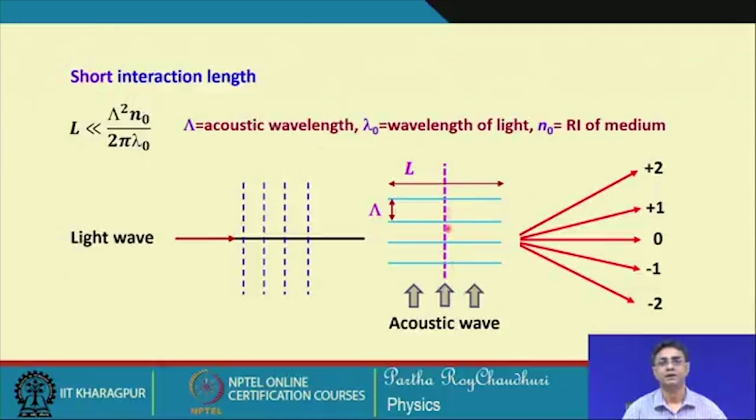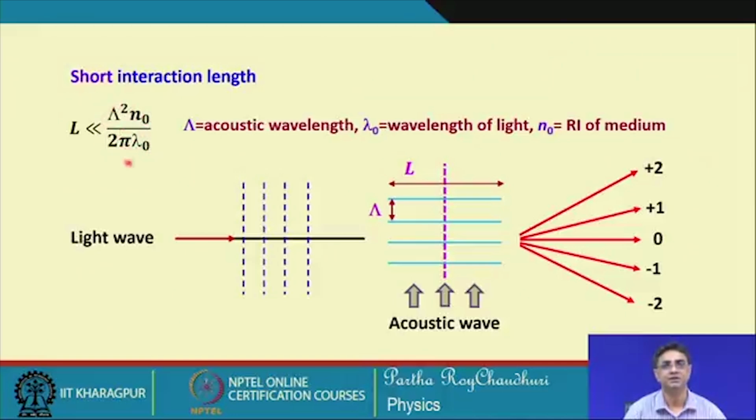So, we will recall the basic equations that we brought out for this Raman-Nath diffraction, because if the acoustic wave has a very small width, it is a thin phase grating. In that case, we have seen the condition that the width of the acoustic wave should be much less than a certain quantity. We will study with a numerical example, with the known values of the wavelength of the acoustic wave, the refractive index of the medium, and the wavelength of the light wave that will be used.